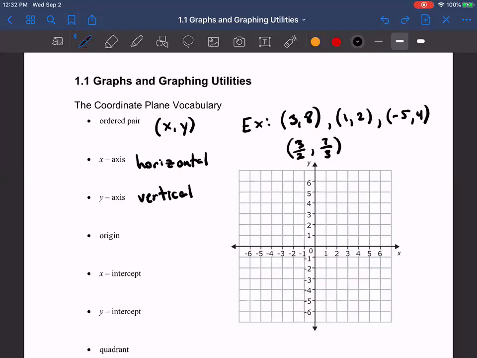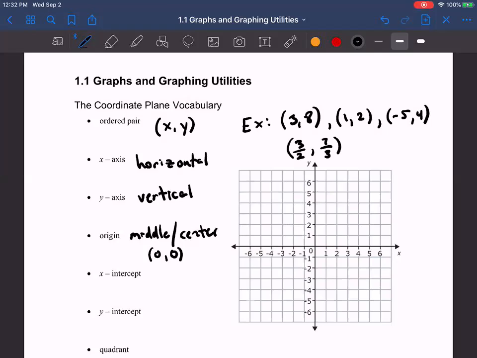Another term you need to know and be familiar with is the origin. The origin is right here where the two axes meet, where the x-axis crosses the y-axis. It is basically the middle or center of our graph, and it has an ordered pair value of 0, 0.